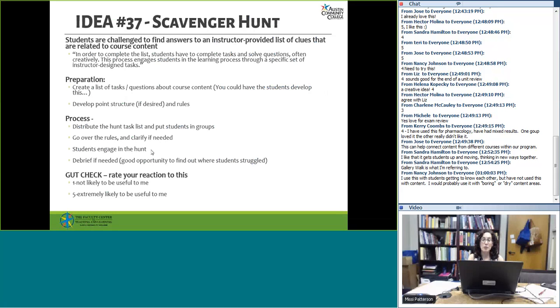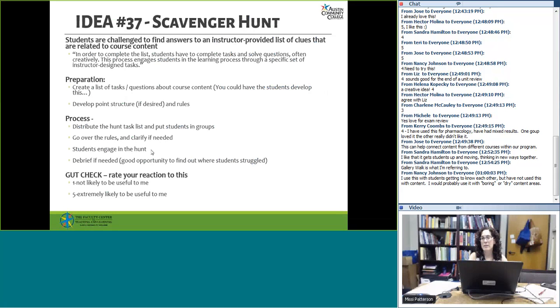So scavenger hunt, you essentially give clues or things that you want students to find that are related to your course content, and then you set them loose. And again, I'm going to encourage you to do this in groups. So each group has the same list or a different list, but you're not setting people to do this all by themselves. So the preparation is you create a list of tasks.